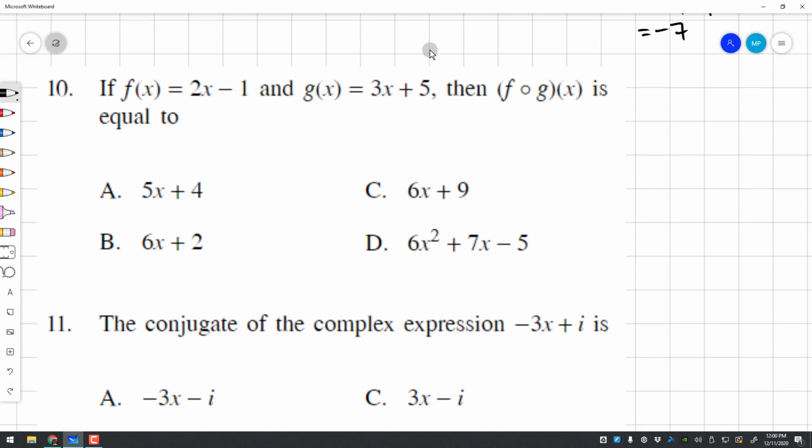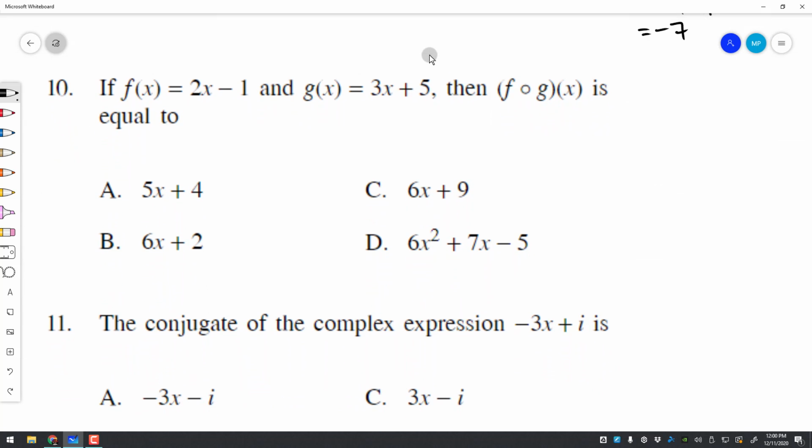Number 10 is another composition of functions. This open dot means composition. If you're reading this out loud, f of g of x, we can actually write it in the notation we used in the previous problems: f of g of x.